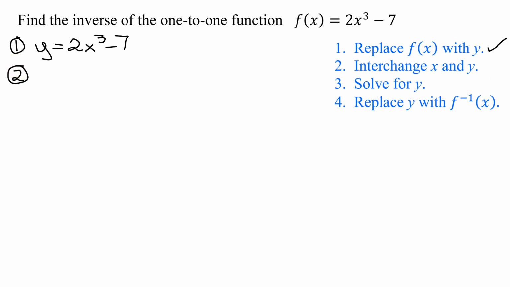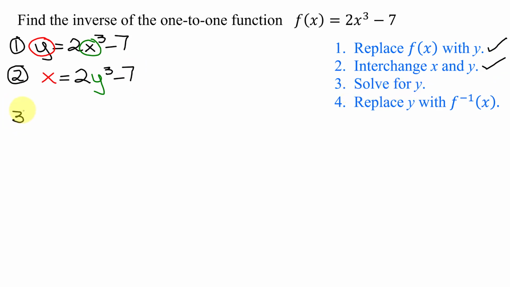So wherever you see a y, you're going to put an x. Wherever you see an x, you're going to put a y. So instead of this y, I'm going to have x equals 2 times, instead of x cubed, I'm going to have y cubed. And then finally, my minus 7. Step 2 completed. Step 3 says to solve for y.